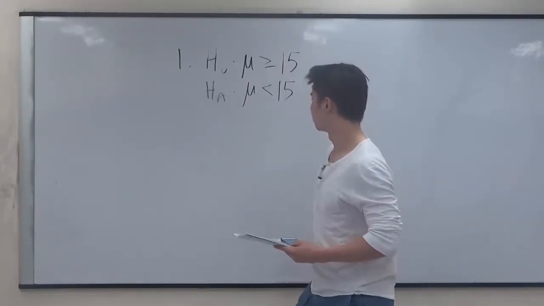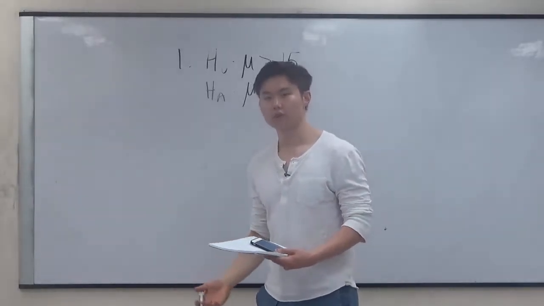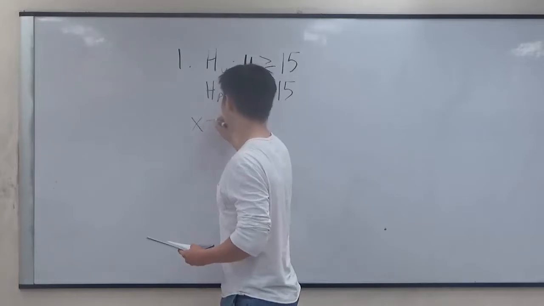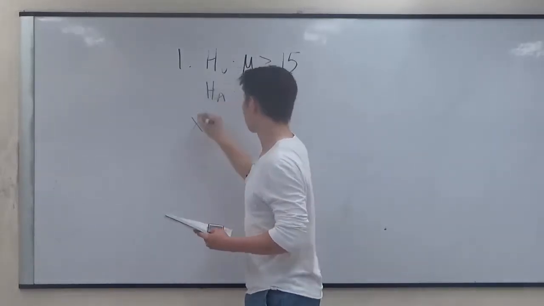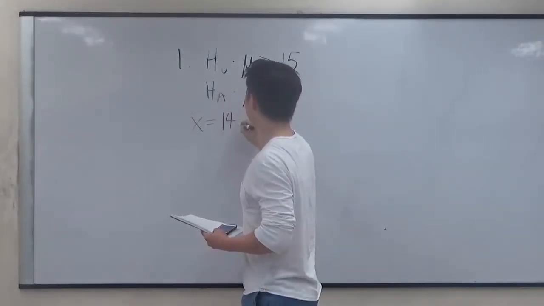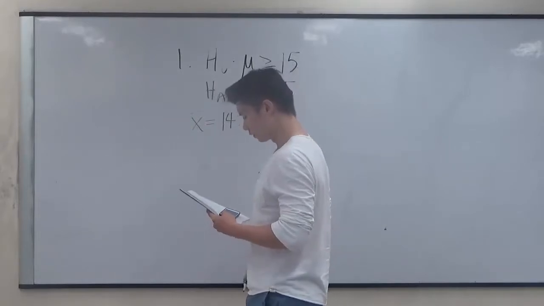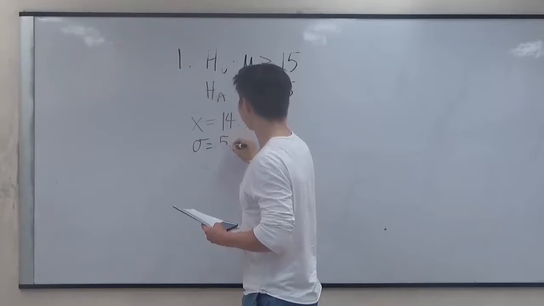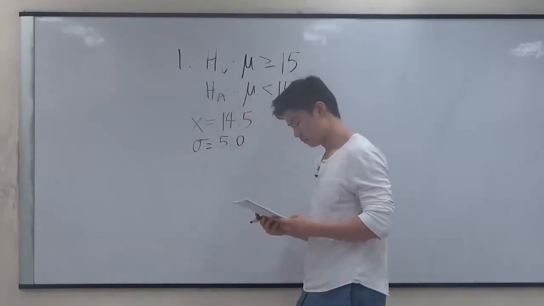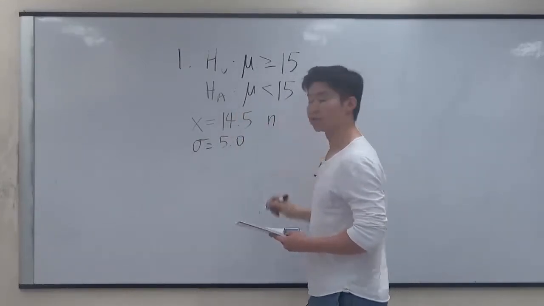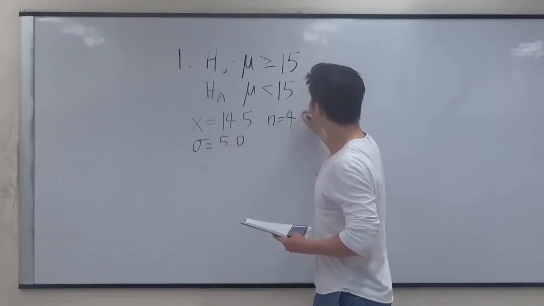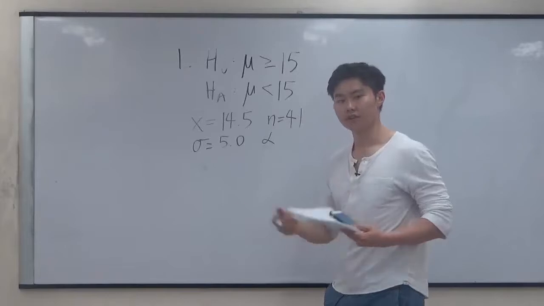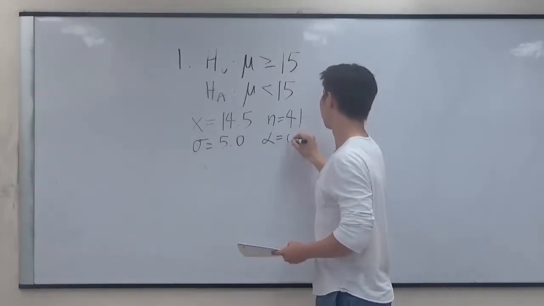Now we can write out our variables that will help us solve the rest of the problem. From our sample, we determined that our sample mean is 14.5 minutes. Our sample standard deviation was 5.0 minutes. Our sample size was 41 people, and our alpha value, our significance level, is 0.05.